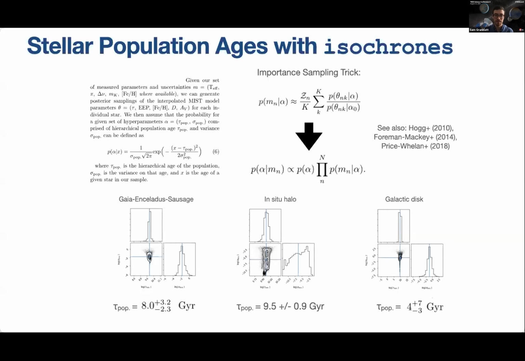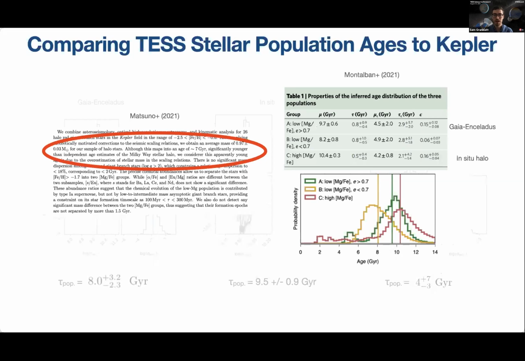We find again that the Gaia Enceladus sausage is roughly 8 plus or minus 3 gigayears old, whereas the in situ halo population appears slightly older, and the galactic disk population has a very broad age posterior, again, as expected. But of course, it's important to have independent confirmation of these age distributions. And even if the TESS team is a suspect in Kepler's murder, we haven't quite succeeded yet.